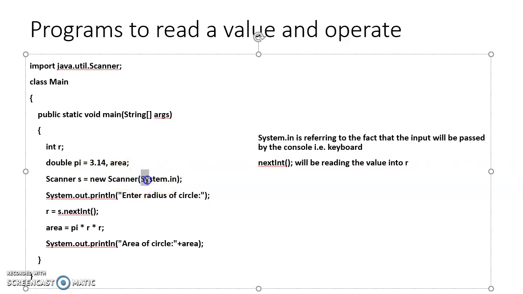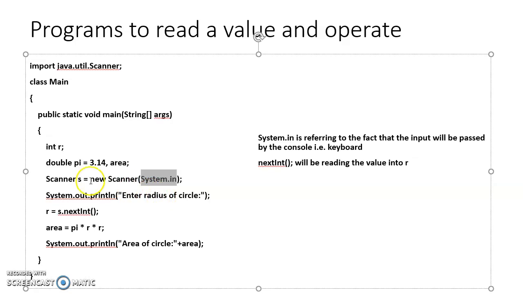Now System.in is basically defining the fact that your input will be passed by the console or whatever the input device is, either the keyboard or the mouse, whatever it could be. But here we are using the keyboard. So System.in basically refers to the fact that the input will be passed by the user through some console device that is associated.